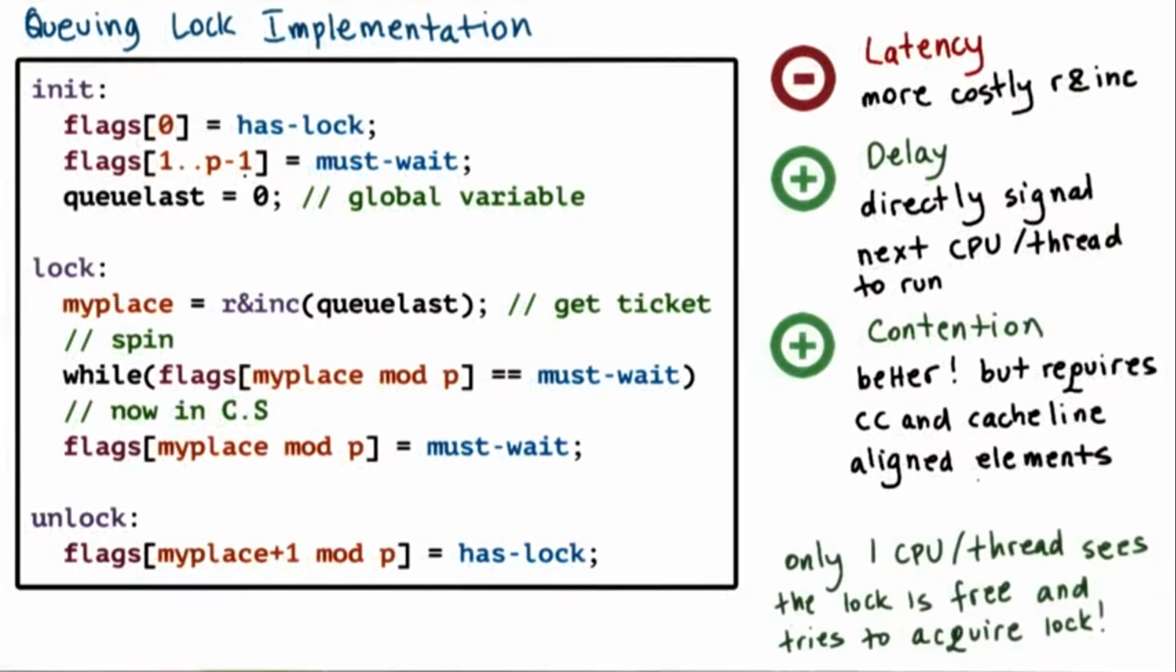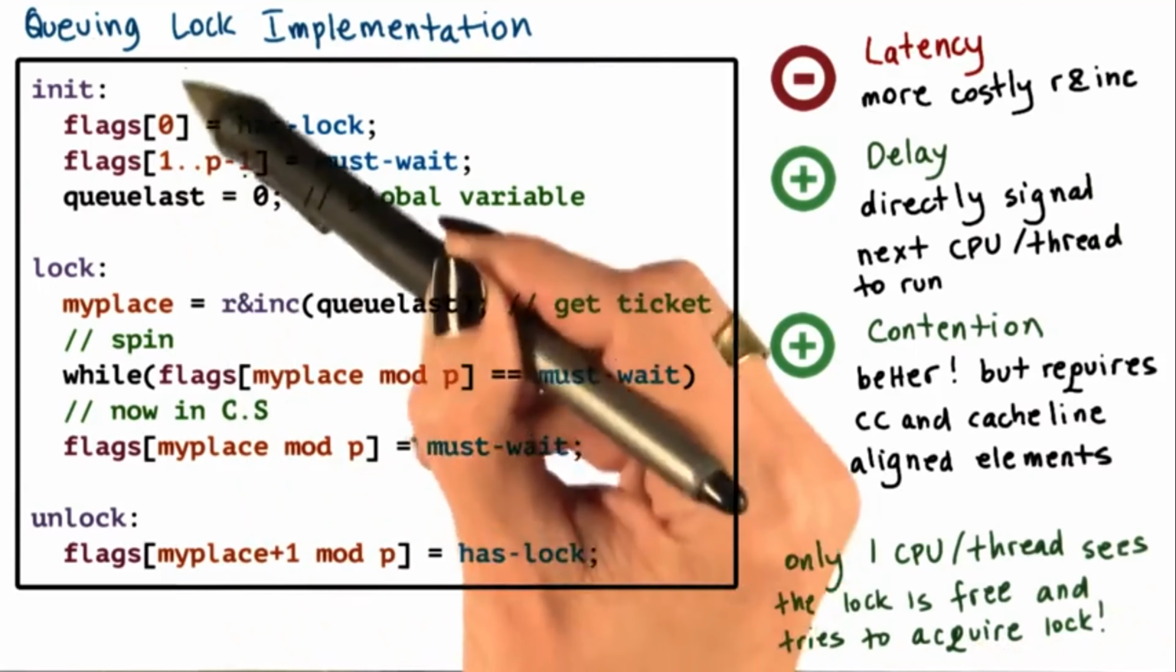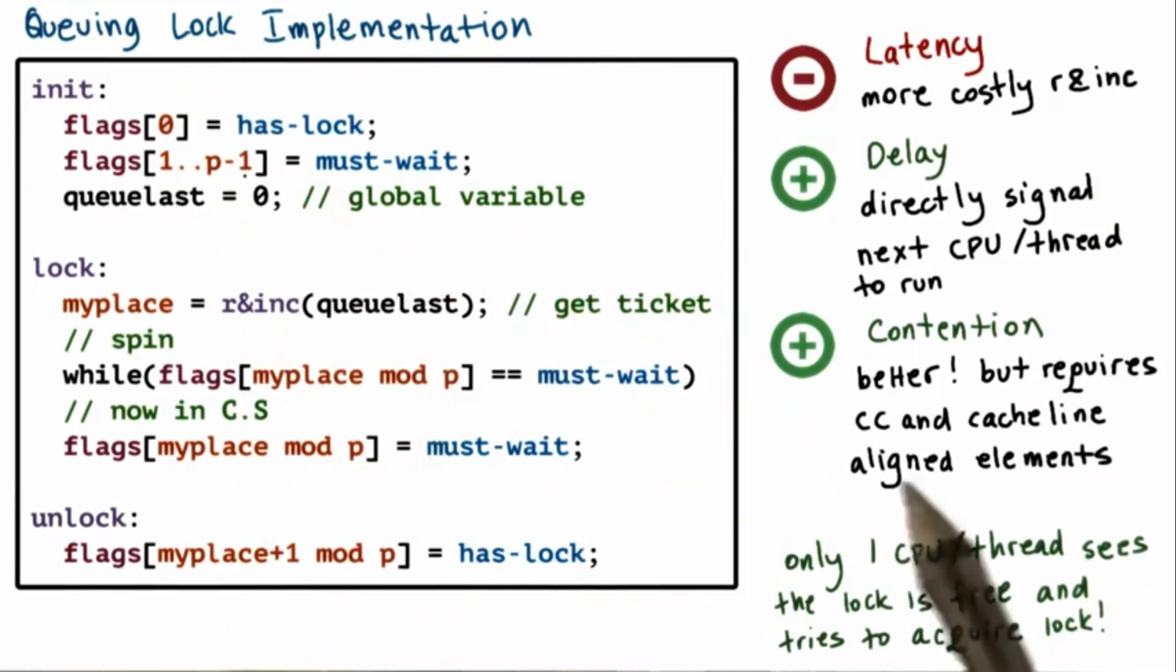To summarize, the benefits of this lock come from the fact that it addresses the key problem that we mentioned with the other Spinlock implementations, in that everyone saw that the lock was free at the same time and everyone tried to acquire the lock at the same time. The queuing lock solves that problem. By having a separate, essentially a private lock in this array of locks, only one thread at a time sees that the lock is free and only one thread at a time attempts to acquire the lock.